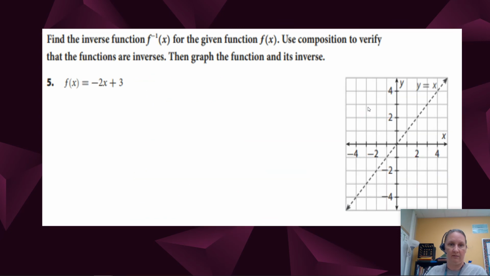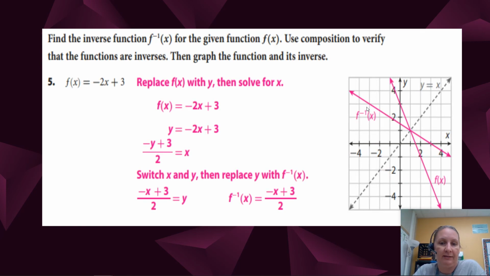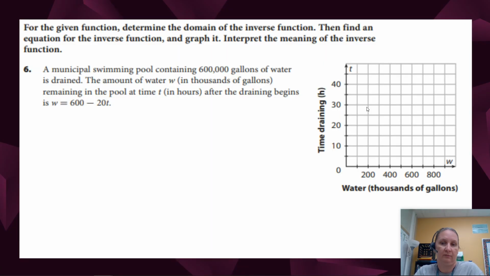Okay, so here's the second problem. Go ahead and do this one. All right, so you should have gotten the f of -1 of x is negative x plus 3 over 2. Okay, so for another way we can do this is we can look at the inverses of the domains.